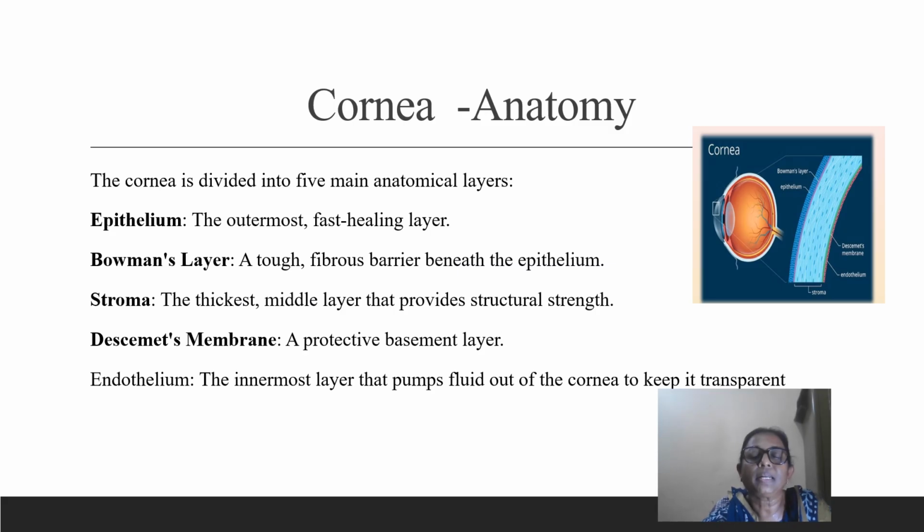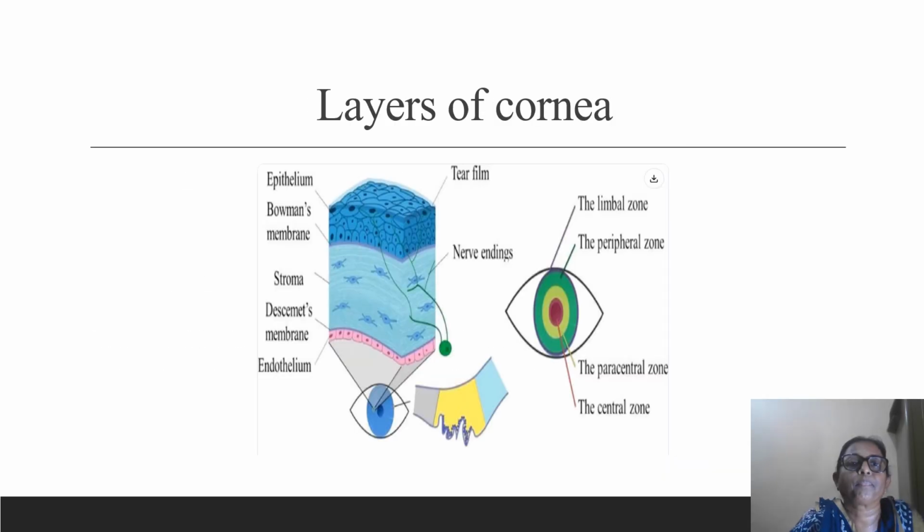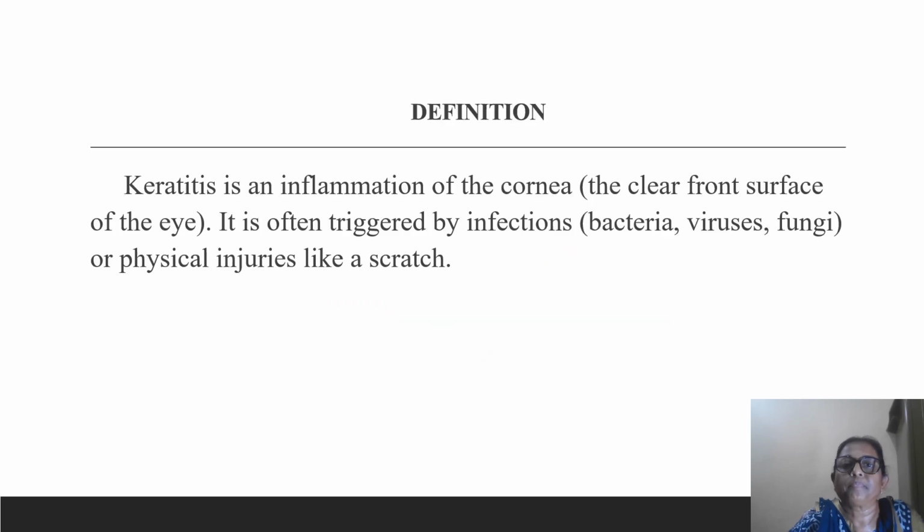So the anatomy related to keratitis: the cornea is divided into 5 layers: epithelium, Bowman's layer, stroma, Descemet's membrane, and endothelium. Here you can see the diagram of the layers of the cornea. Definition: keratitis is the inflammation of the cornea and it is often triggered by infectious bacteria, virus, fungi, or injuries like a scratch.